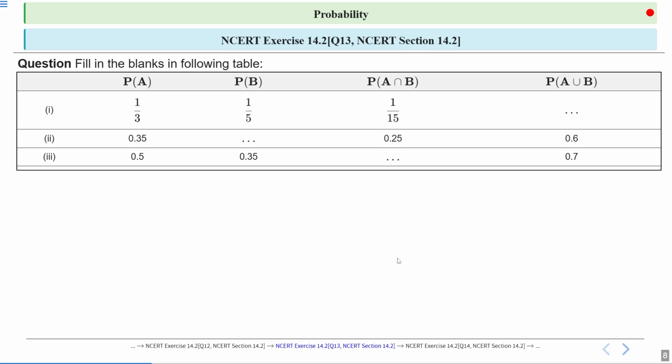So simply you can use this formula: P of A union B equals P of A plus P of B minus P of A intersection B. So use this formula and then try to calculate the missing values. Clear? So first of all, try it yourself. You have 40 seconds to try to solve this question, and then we will provide the solution.